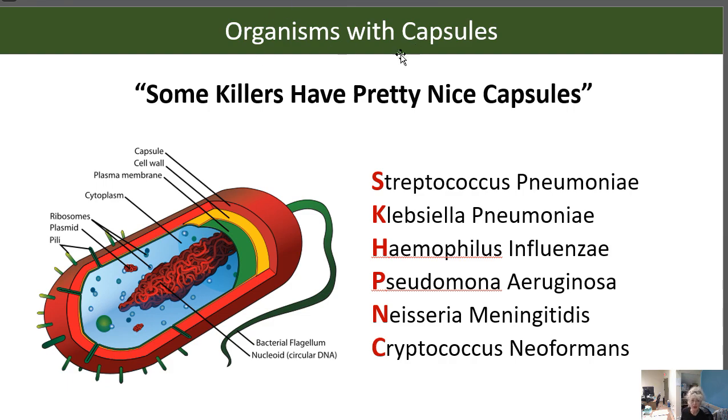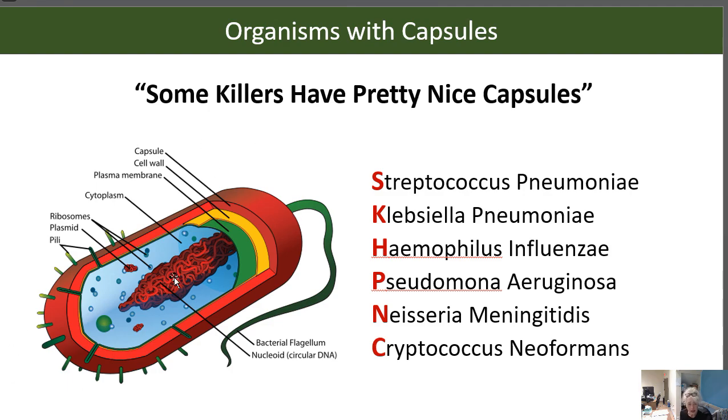So organisms with capsules. You can memorize the mnemonic: Some killers have pretty nice capsules. I've seen it where some killers have pretty nice cars. These are the encapsulated organisms: Strep pneumoniae, Klebsiella pneumoniae, Haemophilus influenzae, Pseudomonas aeruginosa, Neisseria meningitidis, and Cryptococcus neoformans.